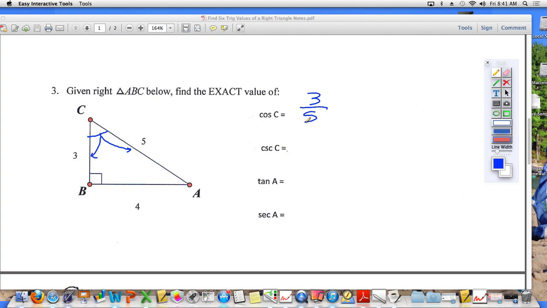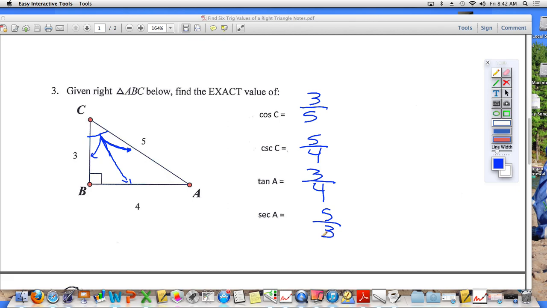The cosecant, that is the reciprocal of sine. Sine is going to be 4 divided by 5, so the cosecant is going to be 5 over 4. The tangent value, well, the tangent value is the sine value divided by the cosine value. We only have the cosine value up here. The tangent is opposite, which is 3, divided by adjacent, which is 4. And then secant. Secant is the reciprocal of cosine. Cosine is 3 over 5, so the reciprocal is 5 over 3.